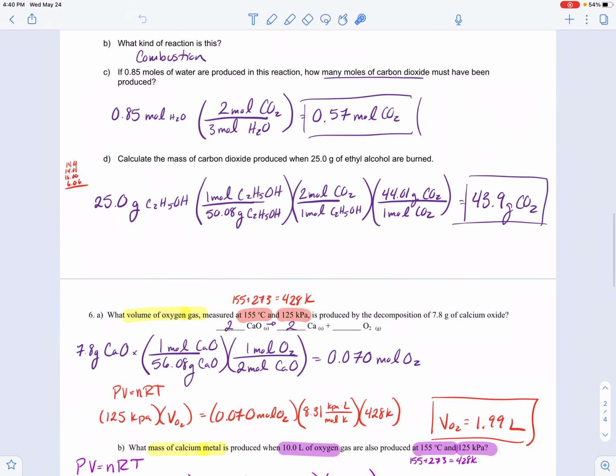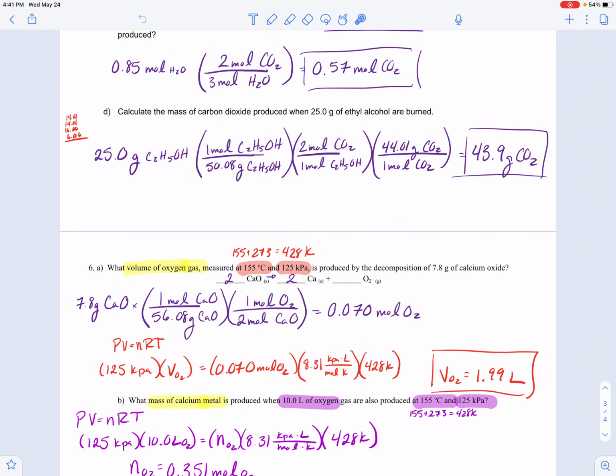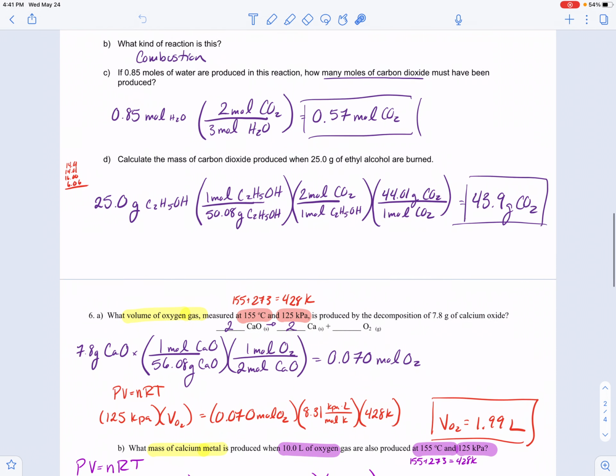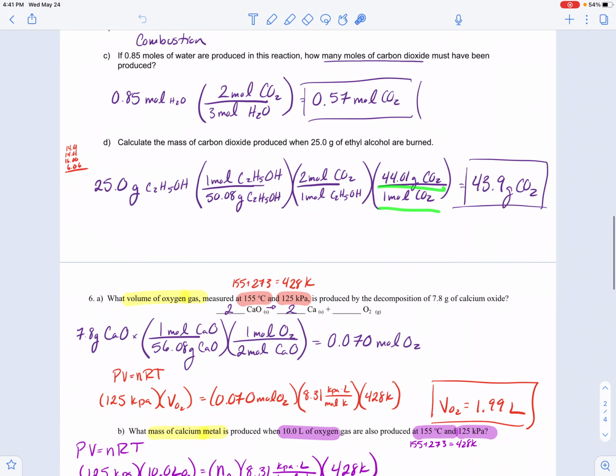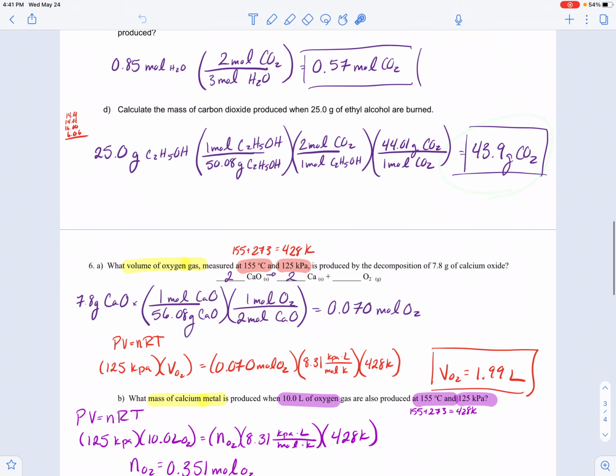The next stoichiometry question is starting with 25 grams of ethyl alcohol. It's asking you for how many grams of CO2 you can produce. So you're going from grams to grams on your mole bridge. So you're going to start with your 25 grams of ethyl alcohol. Every 1 mole of ethyl alcohol is 50.08 grams. And then you're going to cross your mole bridge. So 2 moles of CO2 are produced for every 1 mole of ethyl alcohol. And then every 1 mole of CO2 weighs 44.01 grams. You multiply all the way across, and then you divide by everything on the bottom, and you should come out with 43.9 grams of CO2.